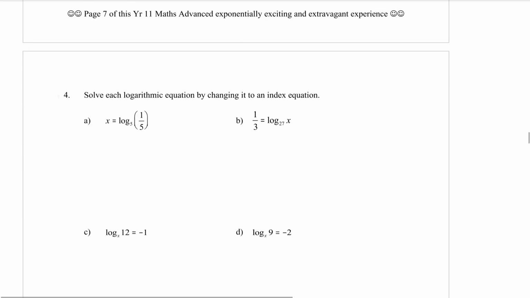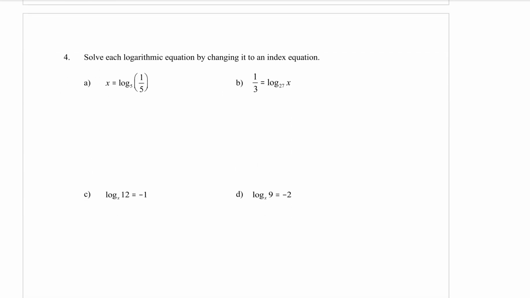On the next page, if we can't determine the logarithm in our head, we need to be able to solve them by changing them into index form. And that's what we're asked to do in question 4. It says solve each logarithmic equation by changing it into index form. So we're back to sliding our bases. The 5 that is the base here is going to slide across to the other side, and it's going to become 5 to the power of x is equal to, the log disappears and it's just 1/5.